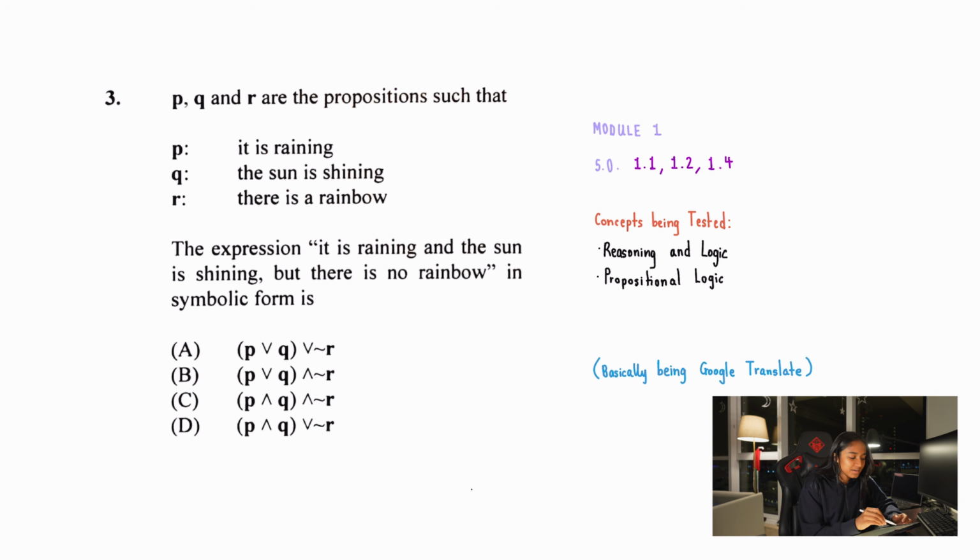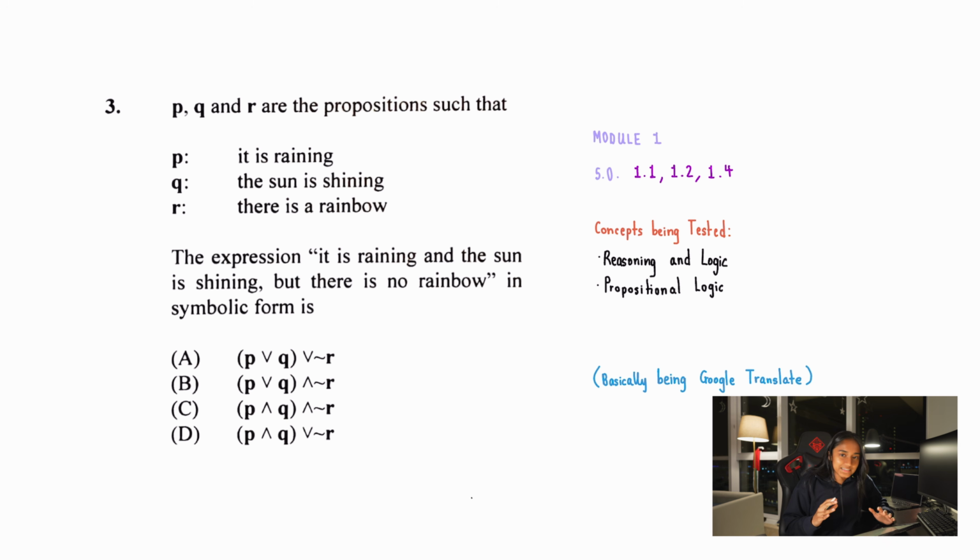So here it is. P, Q, and R are the propositions such that P, and don't tell anybody this, P means it is raining. Q means the sun is shining. But R, this is the important one, means there is a rainbow. So only you and me know that, right? This is just for fun. We're thinking about it like that. It is basically just translating this, okay? We have to say this expression.